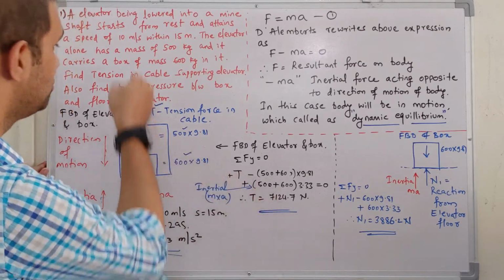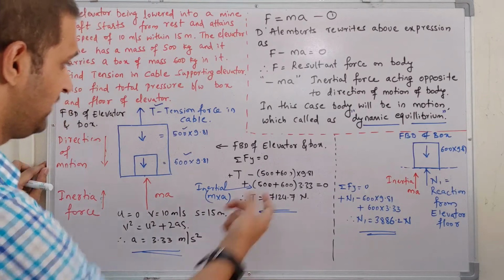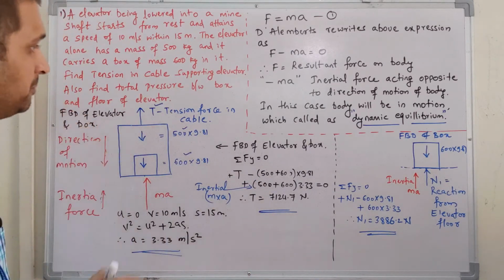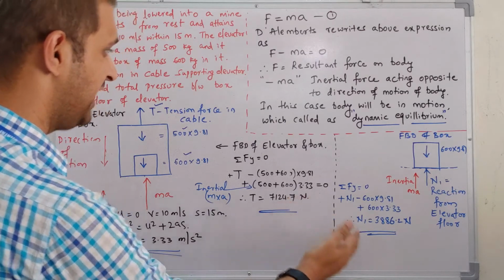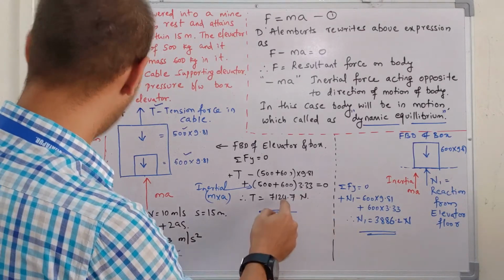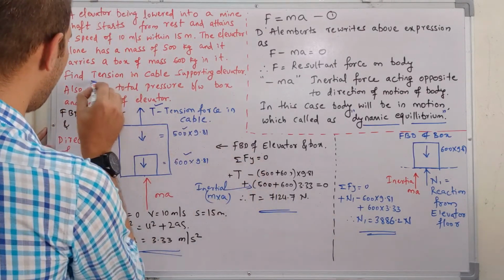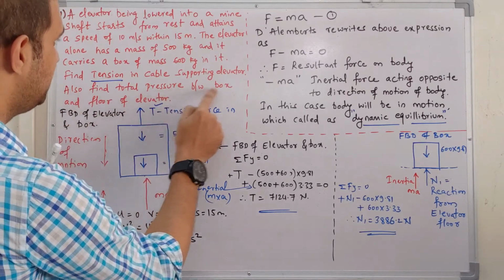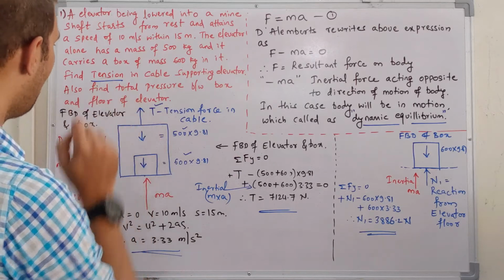Now, like sign convention, you are already familiar. When we get positive, your assumed direction of forces will be correct. If negative, your assumed direction of forces will be opposite to what we have assumed. Now moving ahead with the next part. We have calculated the tension, and you are also asked to calculate the pressure between box and floor of the elevator.